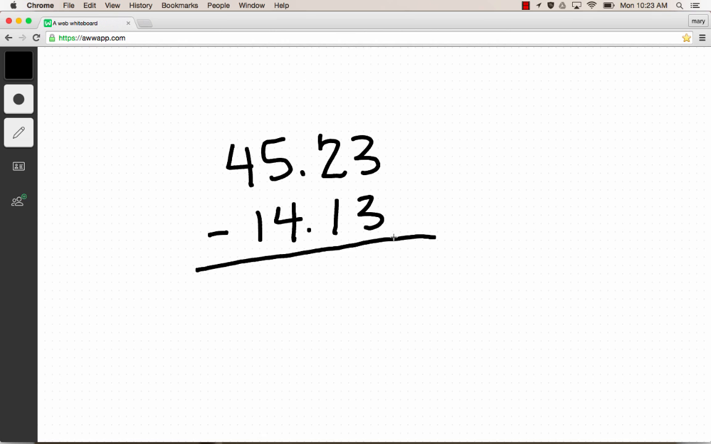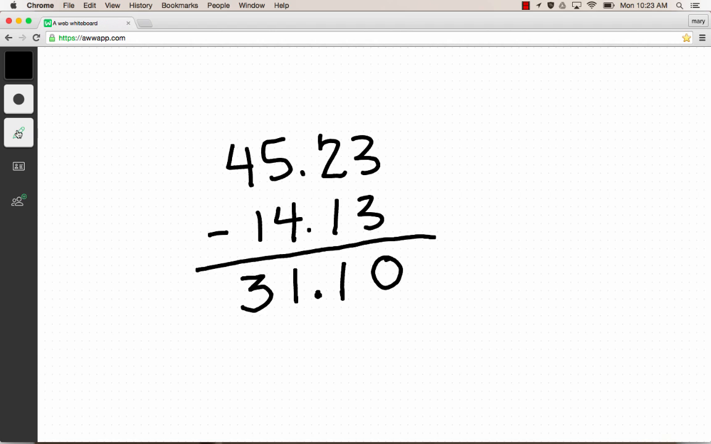All right, 3 from 3, we have 0. 2 minus 1 is 1. 5 minus 4 is 1. 4 minus 1 is 3. And then bring this decimal down. 31 and 1 tenth.